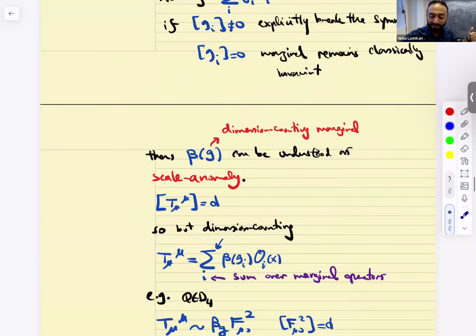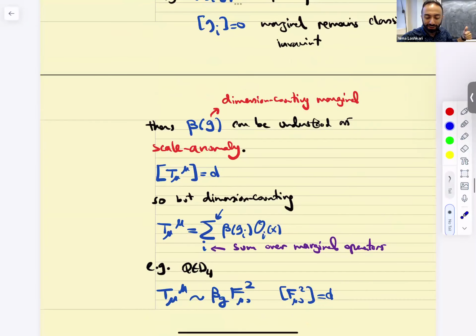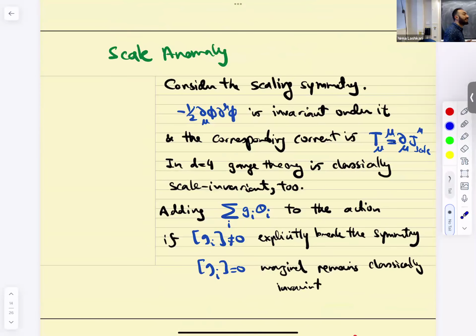So the simplest example of this calculation that we discussed in detail is the beta function of QCD or Yang-Mills.